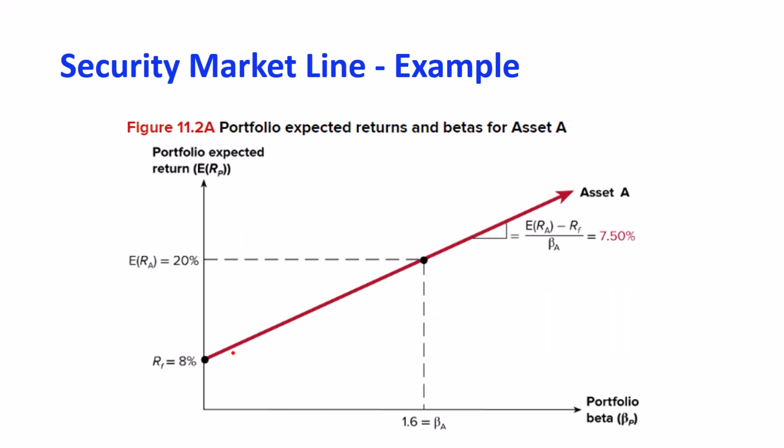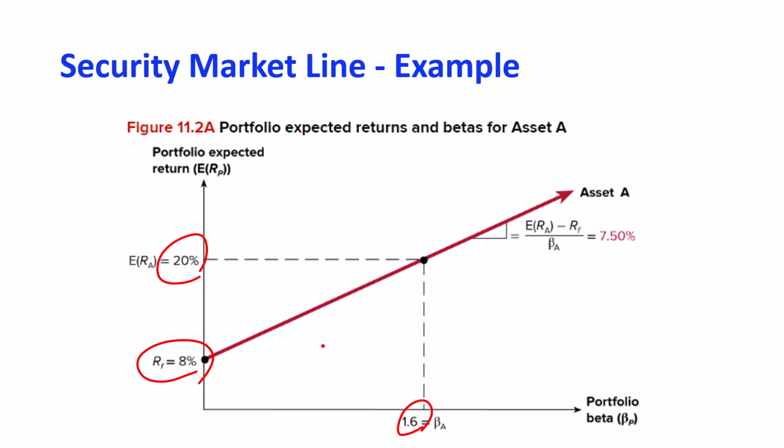To begin, suppose that asset A here has an expected rate of return of 20% and a systematic risk measure of 1.6, the beta of 1.6. Furthermore, we are going to assume that the risk-free rate is 8%. So in this case, if you want, you can form a portfolio and invest part of your money in the risk-free asset and part of your money in the risky asset. But let's just assume that you want to invest everything in the risky asset.